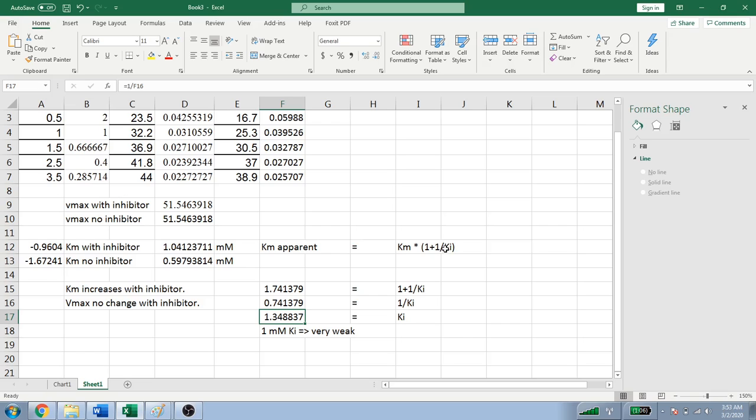What if this were 1 over 10? This is 1 over 10. That would be 1.1. What if this is 1 over 0.1? And that would be 10. That would be 11. So maybe it's not very weak. Maybe it's just weak. Because at least it doubles the Km to make Km apparent 2. Well, almost 2. So I would still say that this is weak.